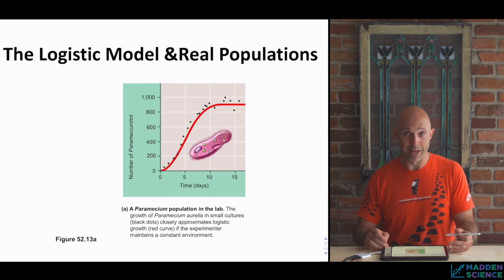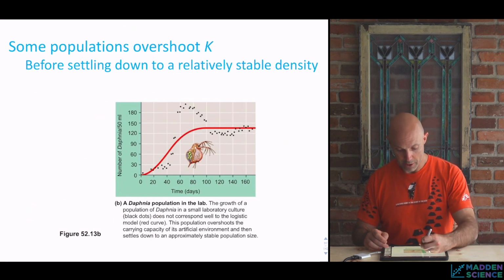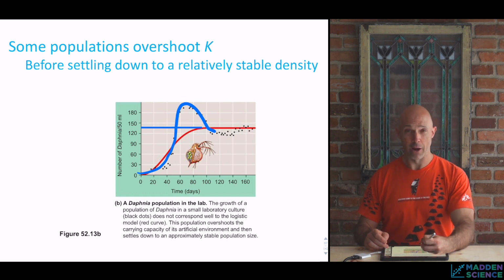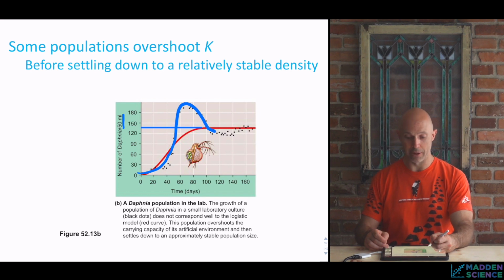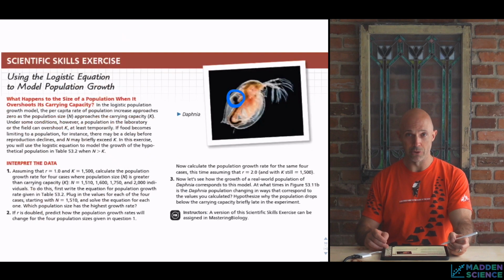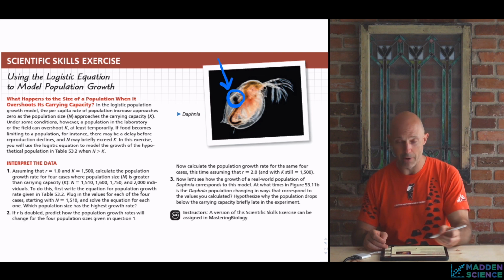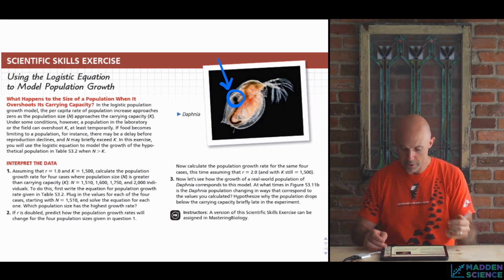This is met with a real-life example here with paramecium. Sometimes organisms overshoot that, so the growth comes in here and goes above carrying capacity, which is, in this case, right around 135 Daphnia per 50 milliliters. Now, Daphnia are commonly used in biology classes, maybe for investigating heart rate.